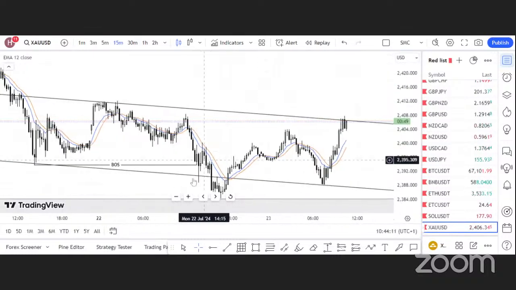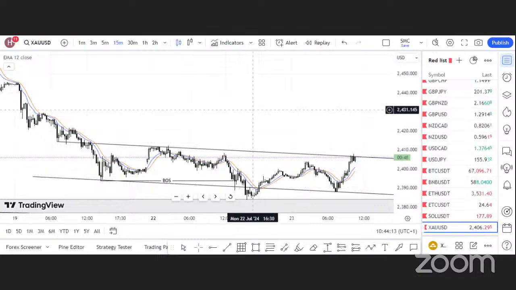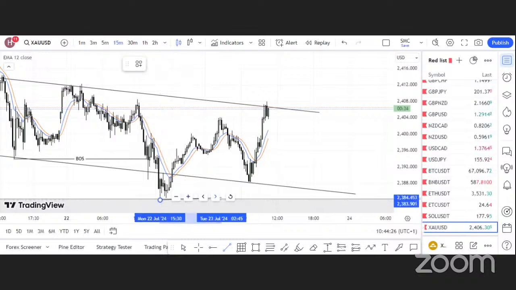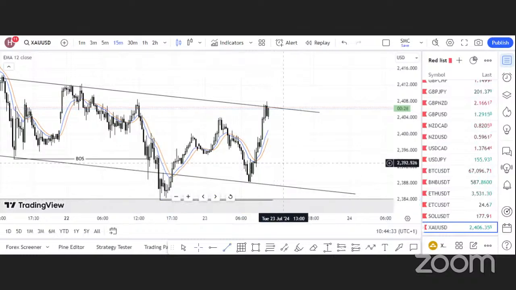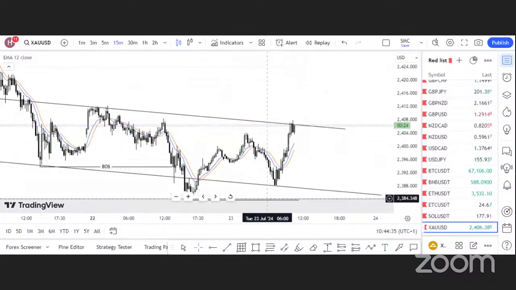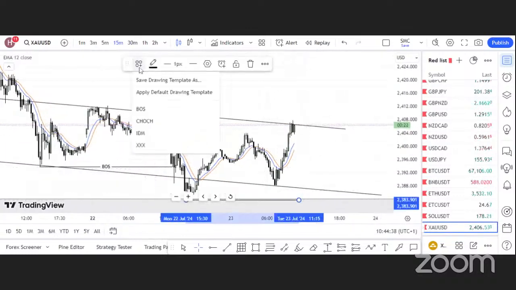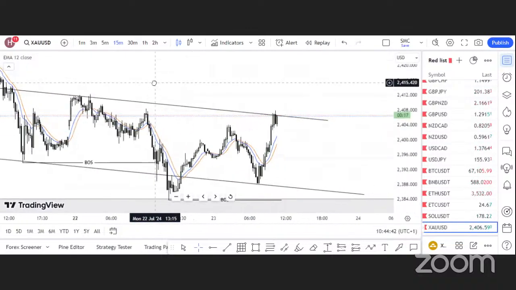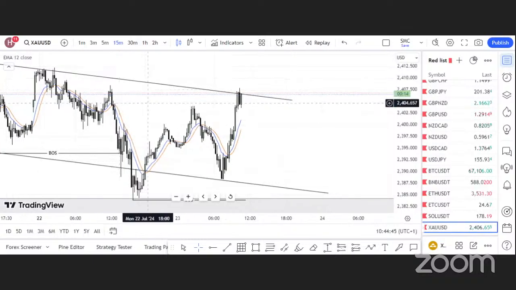So we have a break of structure. But what we don't have is any other break of structure aside from that first one. And the break of structure needs to be at least two. But there's something we can still do. Let me teach you something you can also do when you encounter this kind of issue.